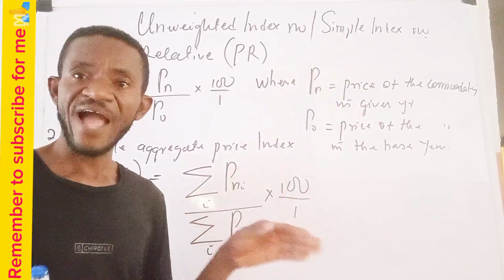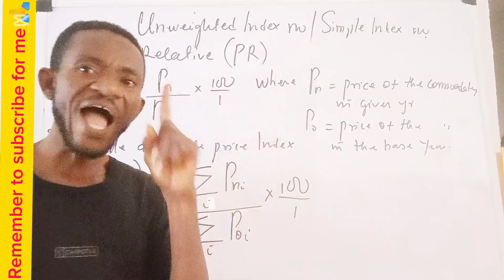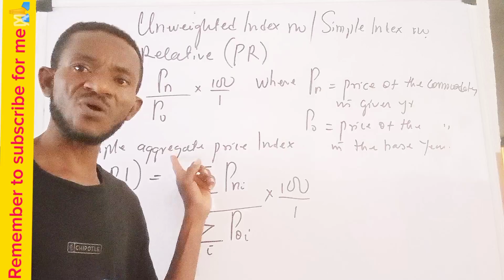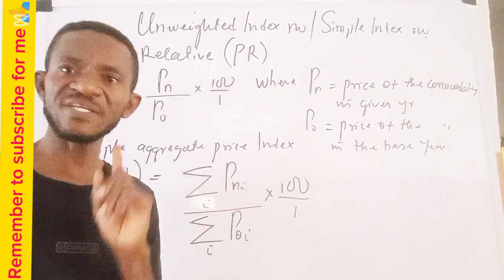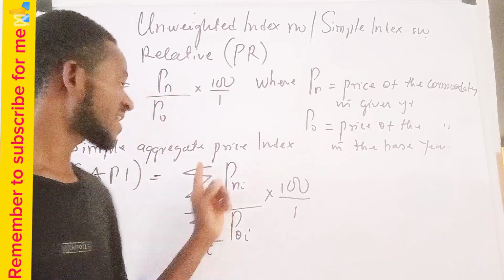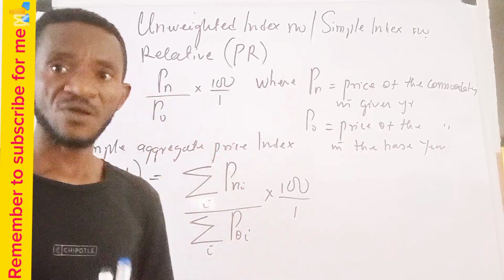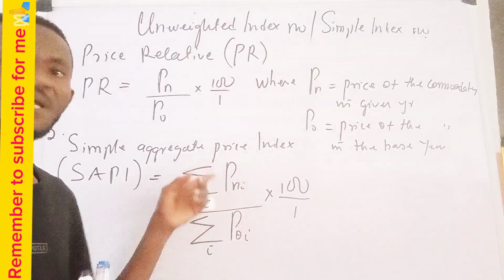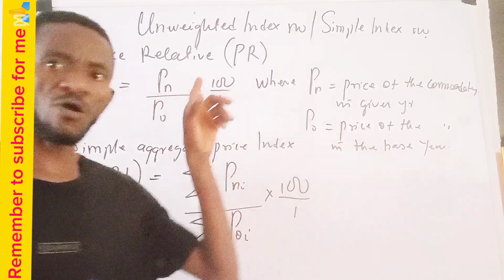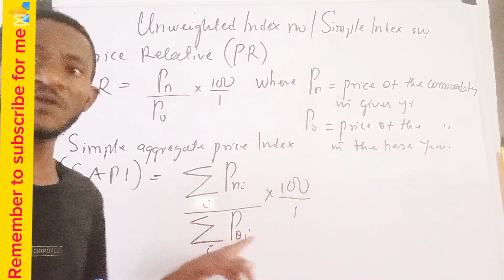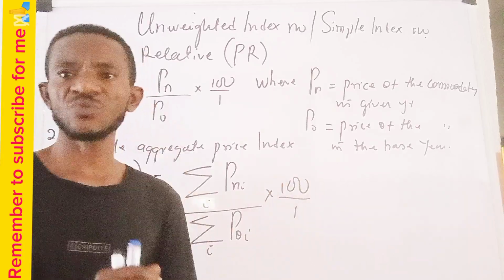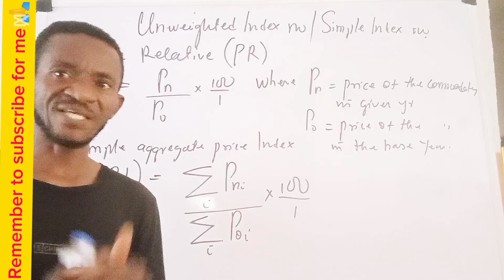i can be 2 here, i can be 3, i can be 4, but i can never be 1. If i becomes 1, the use of aggregate becomes wrong, and we revert back to what we call the price relative, where interest is on one particular commodity. Here, the interest has gone beyond one particular commodity. That's why we talk about the sum of all the prices of these commodities in the given year, all over the sum of the prices of all the commodities in the base year, multiplied by 100 over 1. That will give you the simple aggregate price relative.